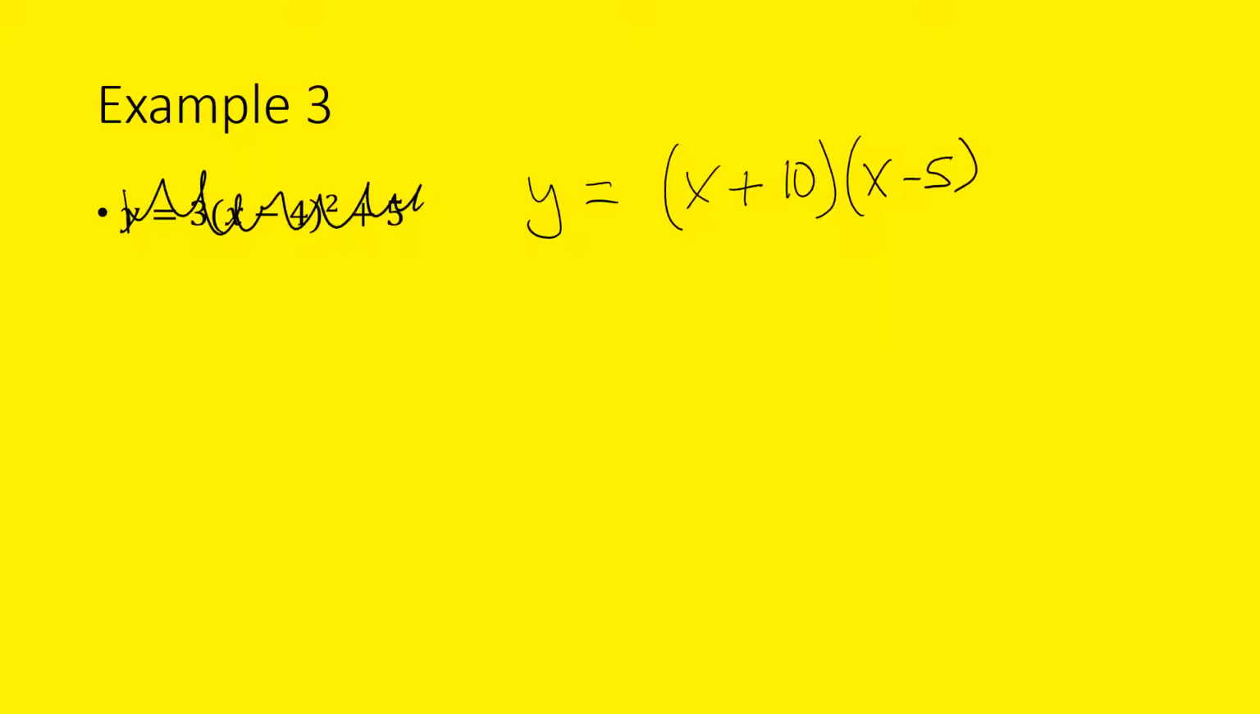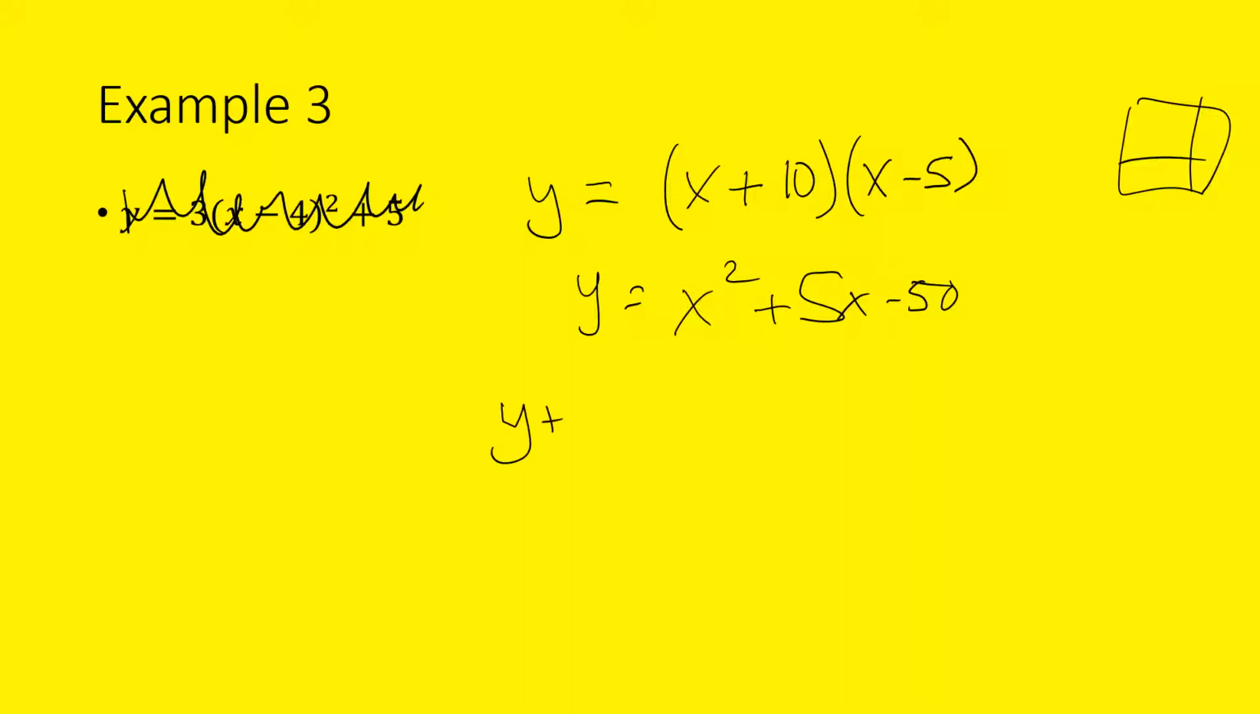So what you're going to do here is distribute and multiply the quantity x plus 10 times the quantity x minus 5. So you can set up your area model here, solve it, and when you get done, combine like terms, the middle linear terms, you'll get x squared plus 5x minus 50. And then you solve it like we did in examples 1 and 2. Add 50 to both sides.